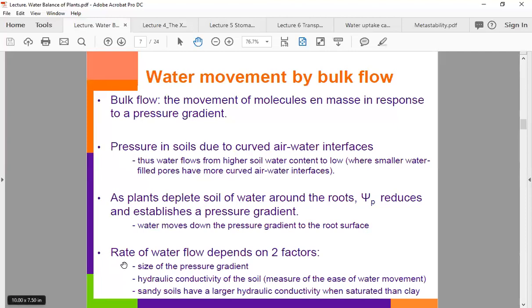All right, what about the rate of flow? The rate of water flow in the soil depends on two factors: the size of the pressure gradient and the hydraulic conductivity of the soil, which simply refers to the ease of water movement through the soil. And you can imagine that water moves easier through sandy soils, so they are said to have a larger hydraulic conductivity than clay.